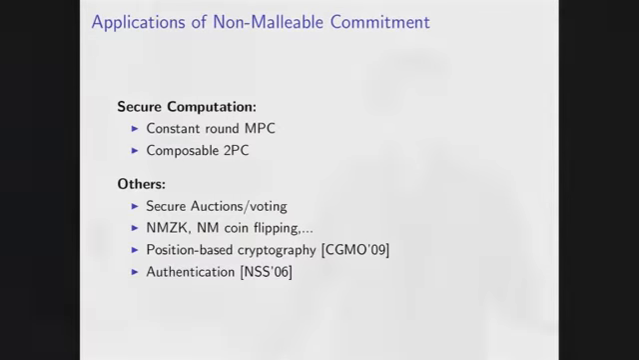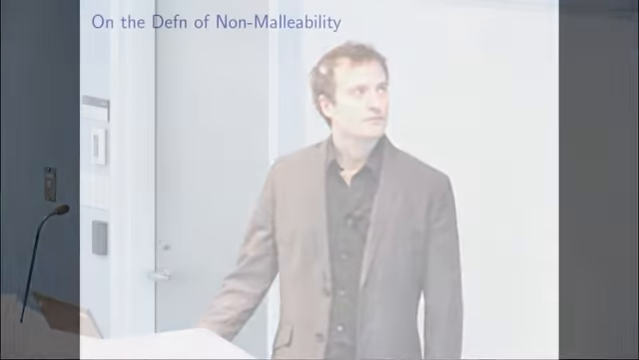I mentioned secure auctions. Also, using non-malleable commitment, you can get a lot of other non-malleable primitives like zero knowledge or coin flipping. And other applications have also been found. I list some here. Okay, so before I move on, I want to motivate a little bit further the definition of non-malleability.